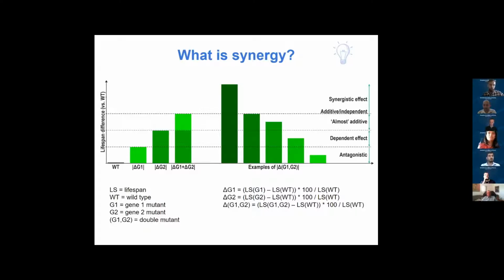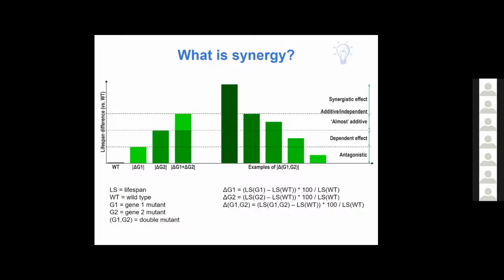It's considered the reference. Then we have both single mutants G1 and G2. On the plot, we show the difference in lifespan in percentages versus wild type, and the double mutant, which is represented as G1, G2. Individual effects are defined, as I mentioned, as percentages compared to wild type. And when we talk about synergism, we compare the sum of individual effects, the sum of percentages of increase in lifespan for each single gene intervention, and the effect of the combination of the double mutant, so the increase in lifespan of the double mutant compared to wild type.